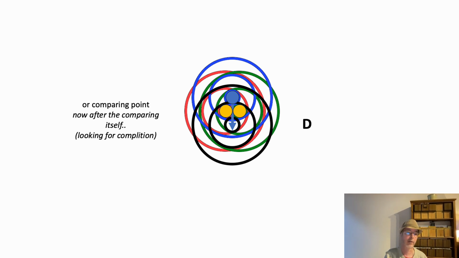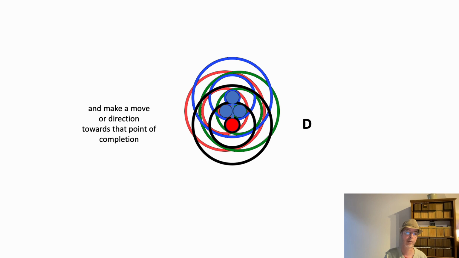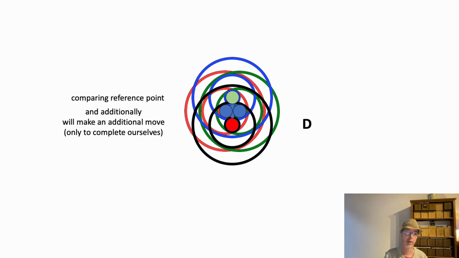So that where we compared and put things a little bit out of balance and compare the things with themselves a little bit like that. And then now we look for the completion. So we make actually a move into that direction towards that point of completion. That idea I deliberately say because this is an idea behind these 3 letters. So once more, we compare the reference point and additionally we make an additional move to complete ourselves.